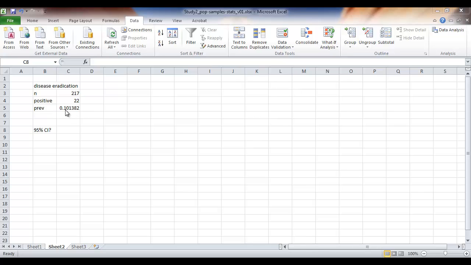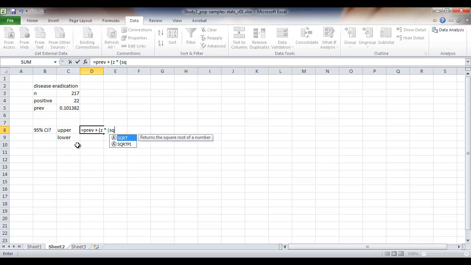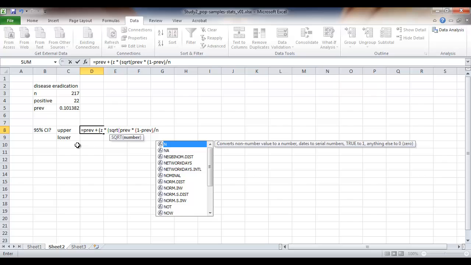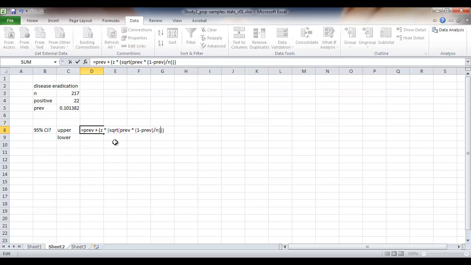So P hat is this value for the prevalence. So calculating the confidence interval, of course, we've got an upper and a lower. The upper is the prevalence plus Z times the square root of the prevalence times 1 minus the prevalence, all over the number of herds that were tested. So just double check that all of the brackets are sitting in the right places so that your square root and your multiplication functions are exactly right. Alright, so that's the formula that we're looking at.